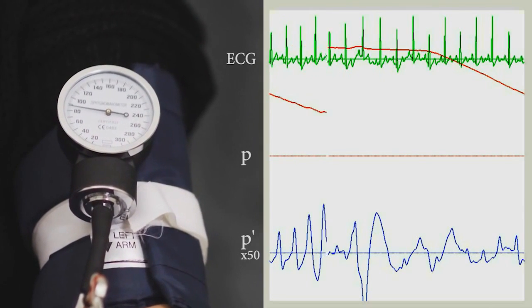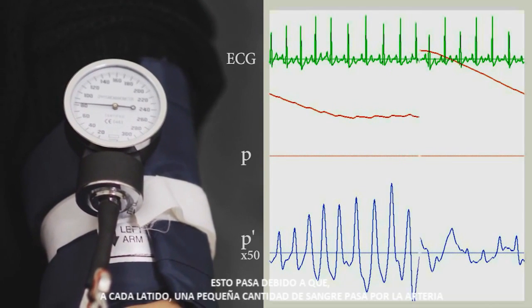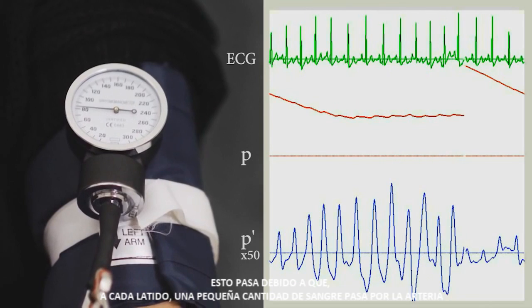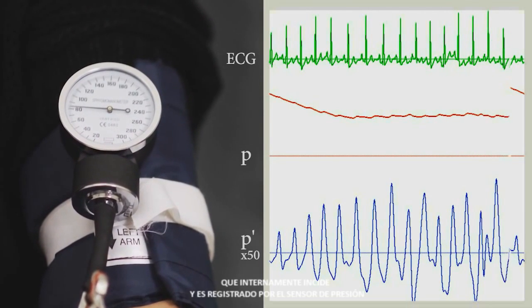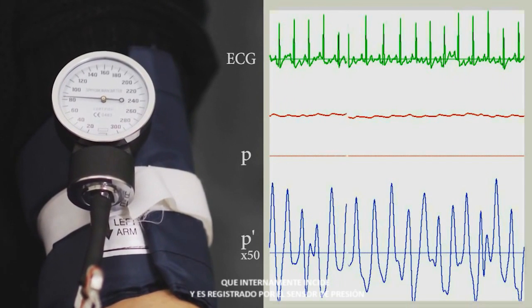Notice now the small pressure changes in the lower trace. This happens because at every heartbeat, a small amount of blood passes through my artery, which in turn impinges onto the cuff and is registered by the pressure sensor.